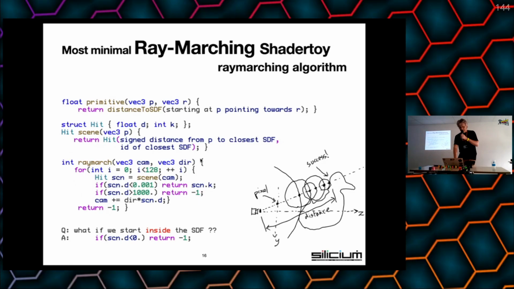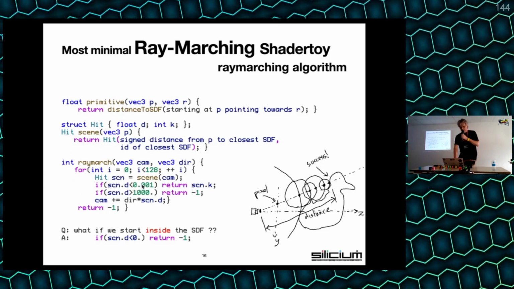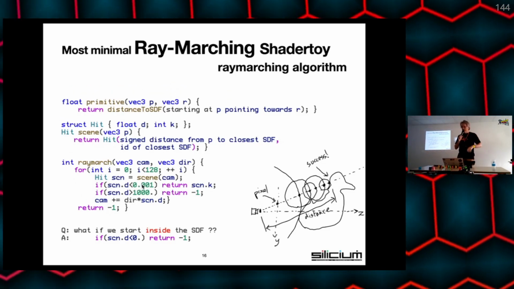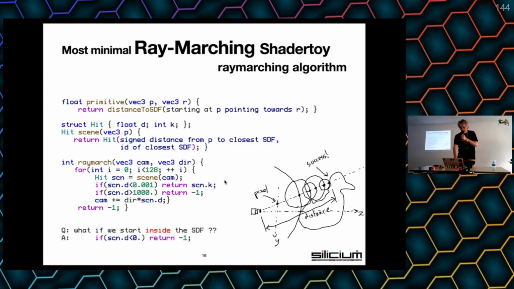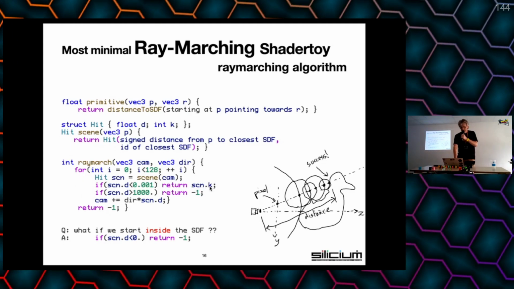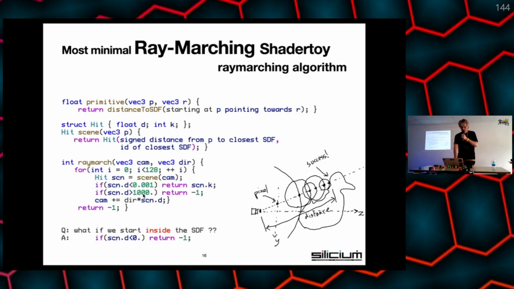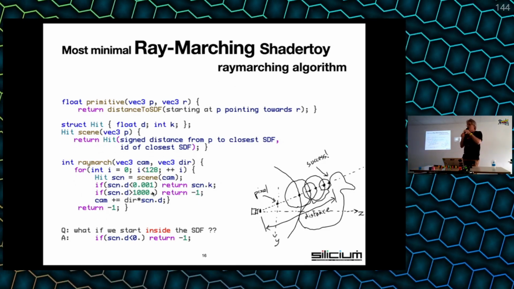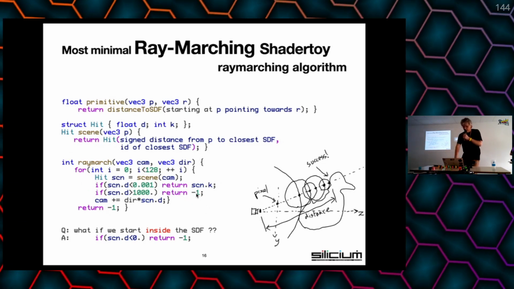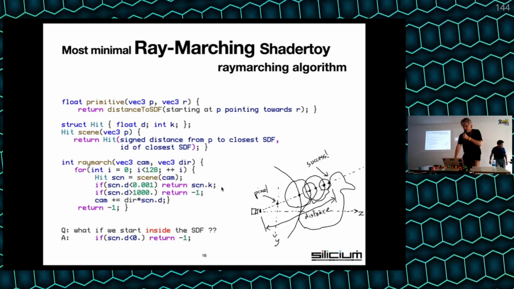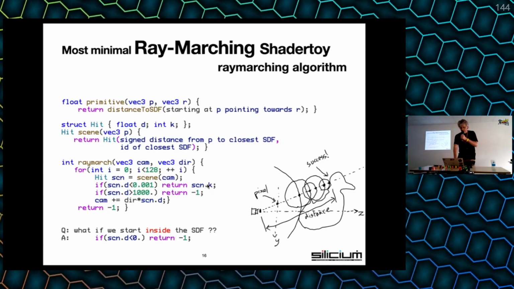The distance is component D here from the hit structure. So if it is very small, we found our answer. We found the signed distance function that we were searching for. So in this simple implementation, we return the ID of the object that hit. If we are now very far, more than 1,000 meters from the closest object, we say that we won't find anything, so we return -1 instead of returning an object number between 0 and the number of objects, the total count of objects we have in our scene.